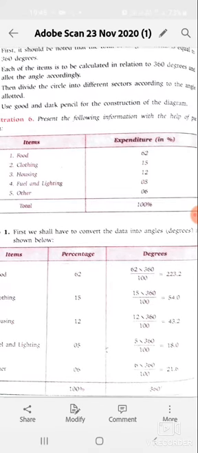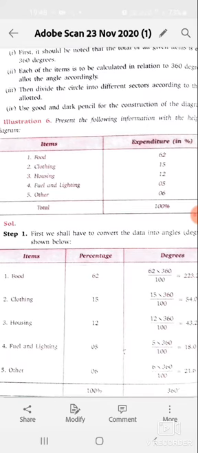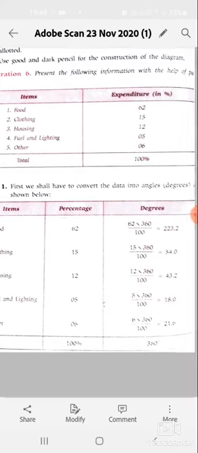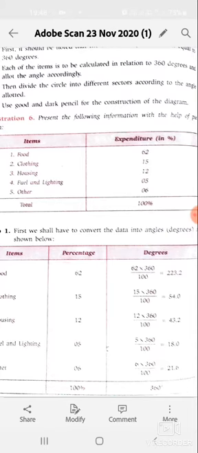How? First of all, for food, the percentage of expenditure was 62. The formula is 62 upon 100 into 360 equals 223.2. That is the degree we have converted. Again I am telling, it is the number upon total, which is 100, into 360, because we have 360 degrees. Similarly, we will calculate all of them. You will see in this table all the calculations are shown: 223.2, then 54, 43.2, then 18, 21.